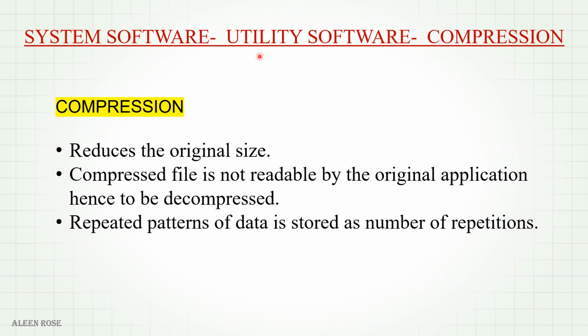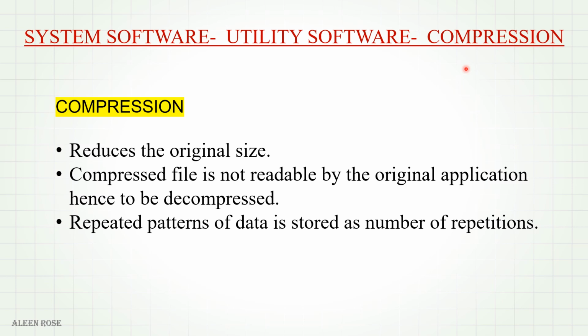Next type of system software, which is a kind of utility software, is compression. We all have heard about compression. It reduces the original file size. Major disadvantage: it is not readable by the original application. To be read by the original application, it has to be decompressed. The major advantages: storage space is saved, and you can compress the data and send it. These two are the major advantages.